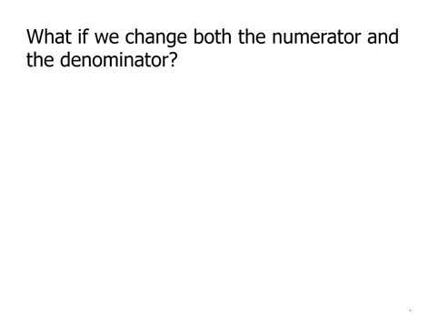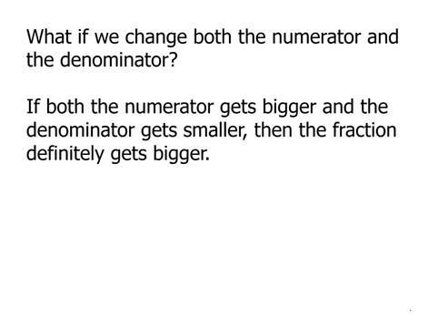What if we change both the numerator and the denominator? Well, we can do that in a few different ways. If the numerator gets bigger and the denominator gets smaller, then the fraction definitely gets bigger. So for example, we start with 3/8 and we go to 4/7, bigger numerator and smaller denominator. We started out sharing 3 pies among 8 people, and then instead we were sharing 4 pies among 7 people. Definitely everyone's going to get more pie.